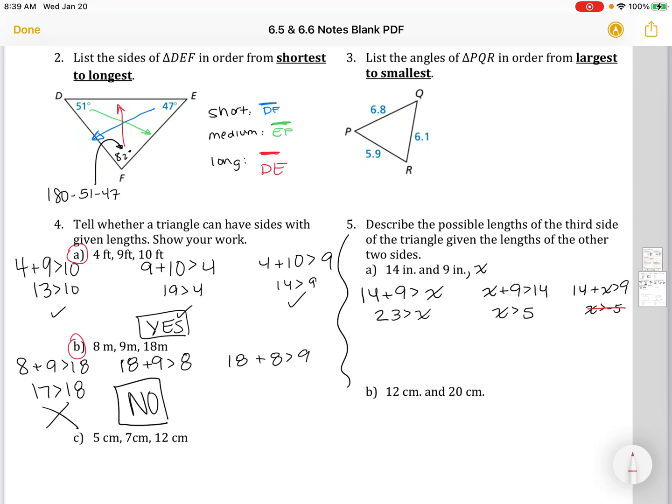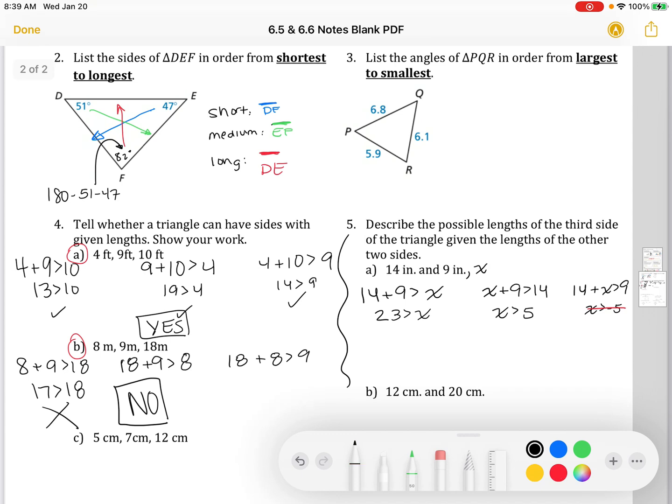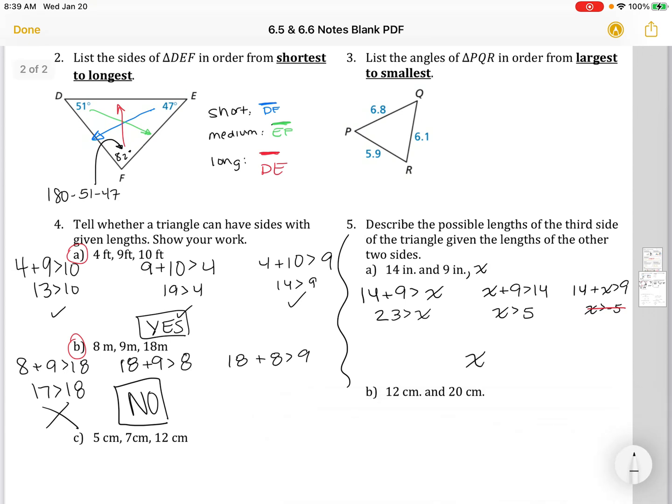Here's how you put together your final answer. Watch how I glue these all together. x has to be less than 23. Notice the small part is pointing at the x. And x has to be greater than 5. So that's our range. You glue those two answers together. All the numbers in between 5 and 23 will work to be the third length.